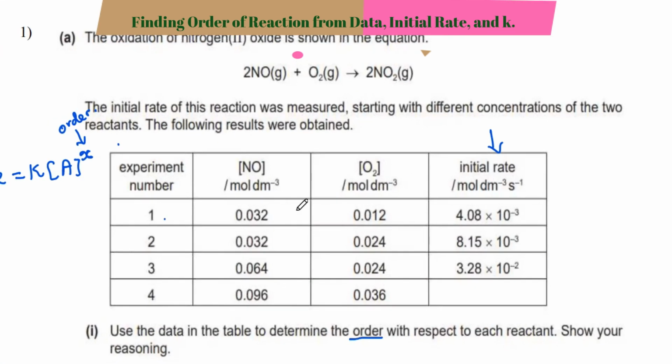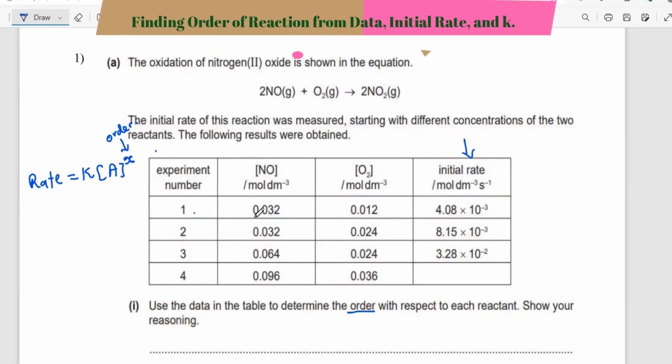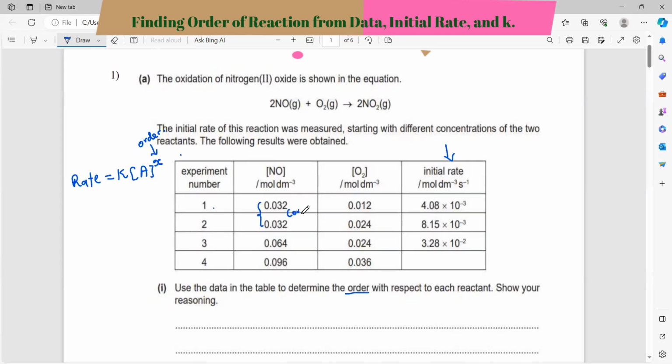Now, looking at experiments 1 and 2, you see that this is constant, right? So the concentration of what? Your nitrogen(II) oxide is constant. So we can use 1 and 2 to get the order of your reactant oxygen. And look at it when it doubles. So it doubles. When it doubles, what happens to the rate? The rate also doubles, telling you that for oxygen, it is first order.